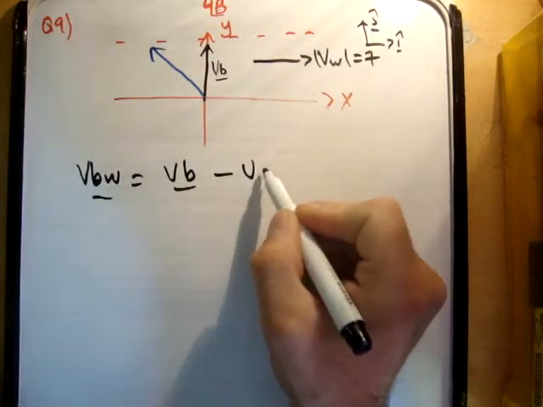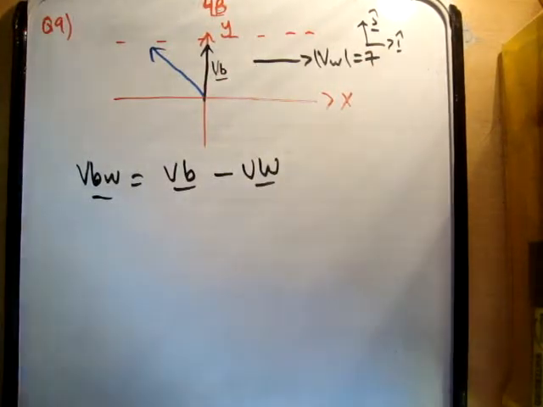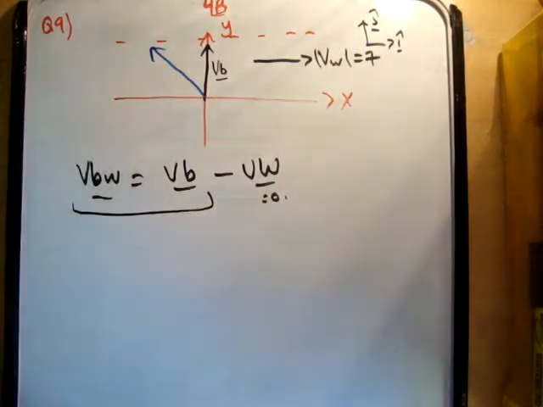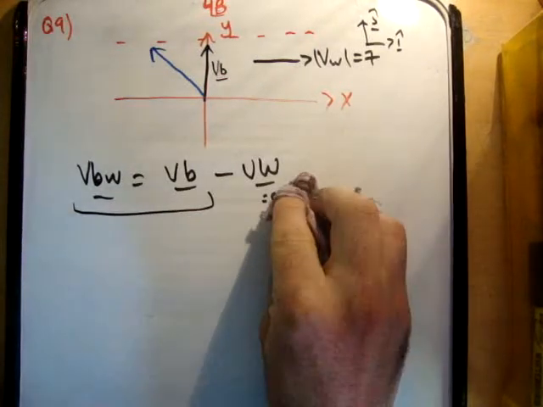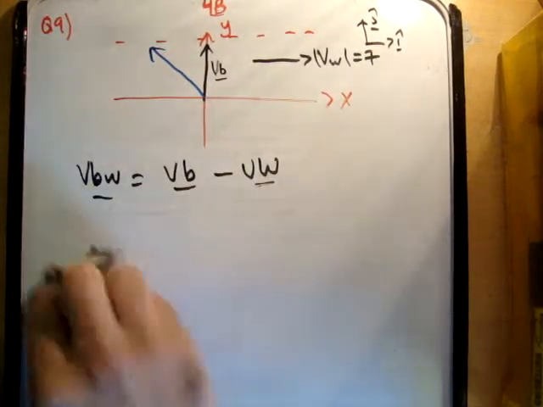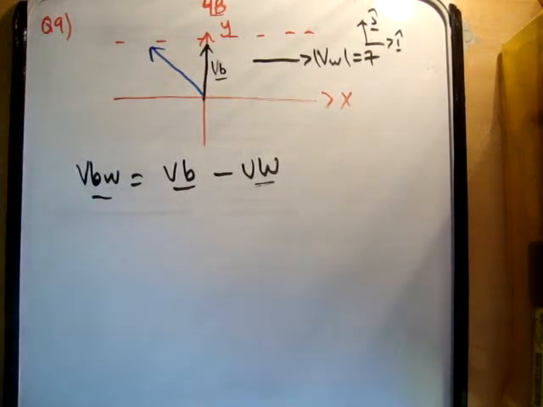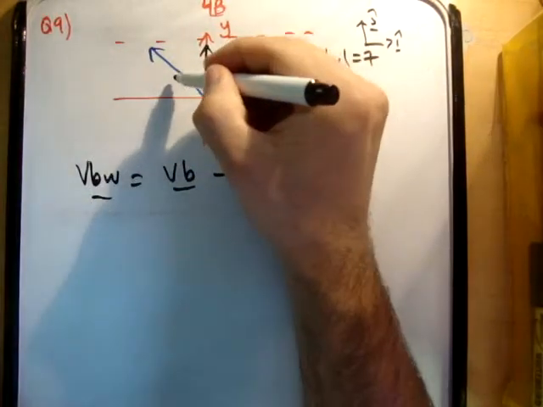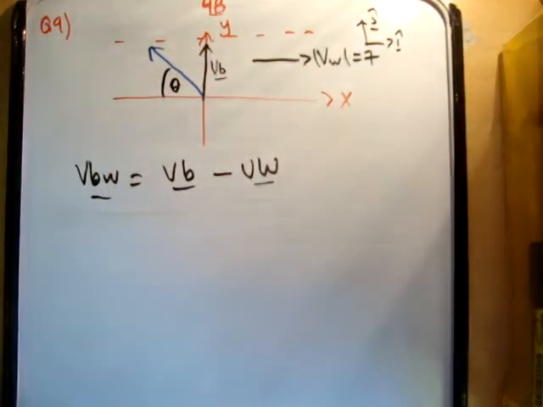It's VB minus VW. Now what happens if VW was 0? Well, then VB would be equal to VBW, and the boat will go straight across the river in this case. Alright, so we're actually dealing with VBW. Alright, now the direction it's going we know, because it has to go against the current, or into the current. And I'm going to call this angle here theta.